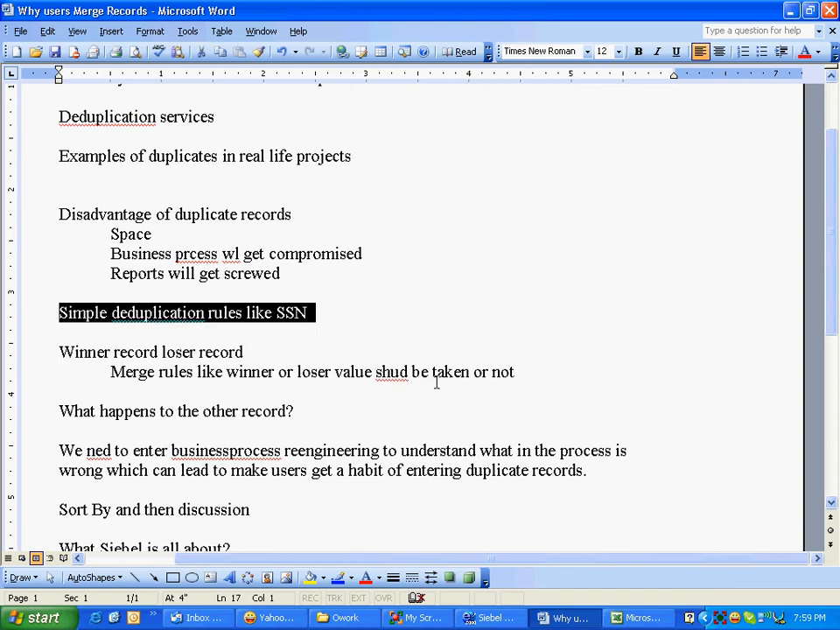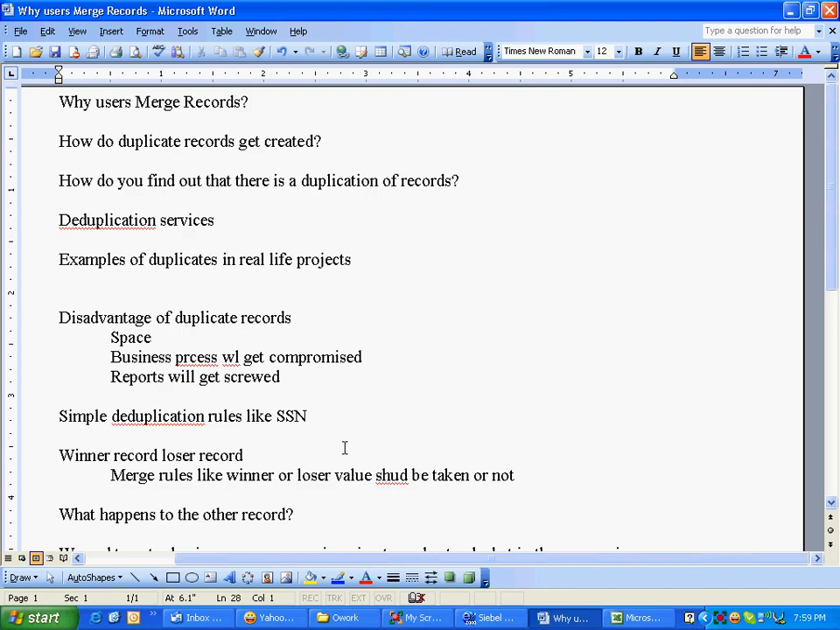They merge records. Then there are so many rules which govern how the merge should take place. One is winner records and loser records. Users should be very much aware which will be the winner record, which will be the loser record. So they have to copy the loser record values into the winner record. What is the winner record? Winner record is the one which will stay in the database. The other one will evaporate. Disappear.